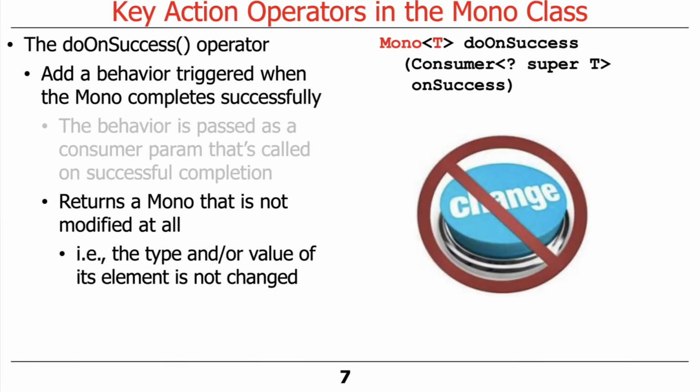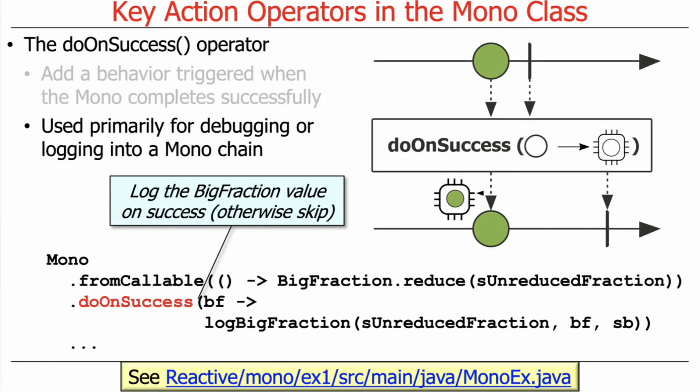doOnSuccess returns a mono that is not modified at all. The type isn't changed, the value isn't changed. The element is exactly the same, it just passes through, but the side effect is called to have a side effect. That's the whole point. You typically use these action operators for debugging or logging. So they're a little bit like peek, which is something you'd see in Java streams.